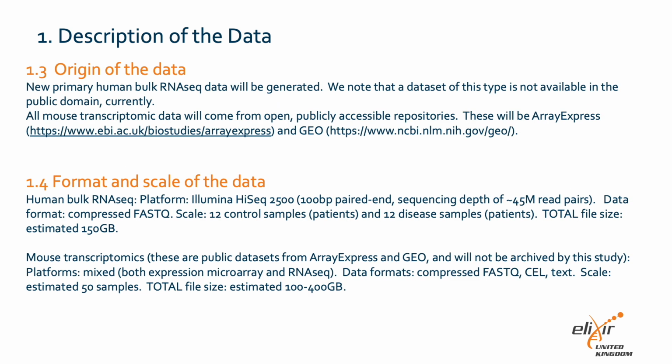Next, we need to provide information about the origin of the data. The data for the human samples will be generated as part of the study, so they are not currently available in any public domain, but the mouse data that will be used are publicly available in GEO. Here I wanted to stress that the data I propose generating isn't already in the public domain.